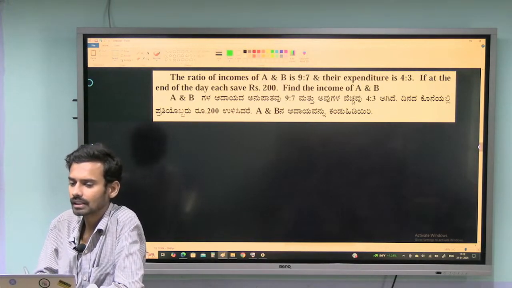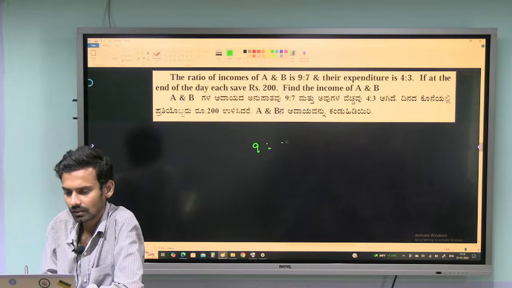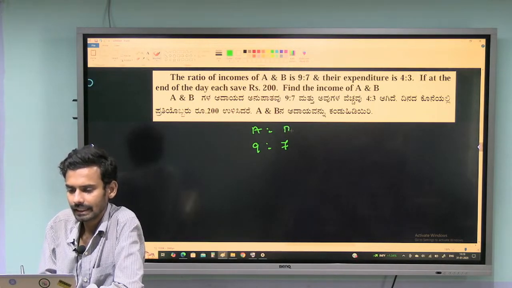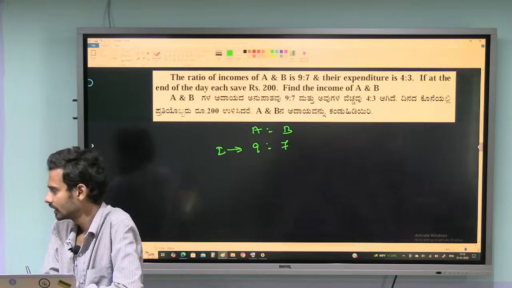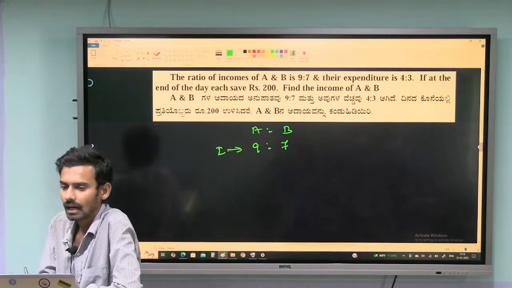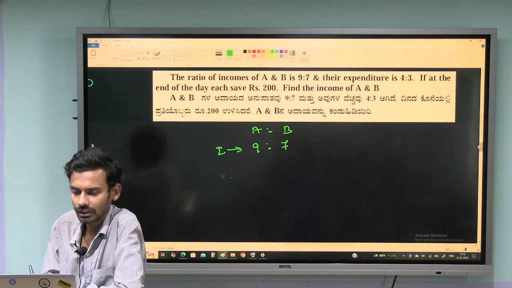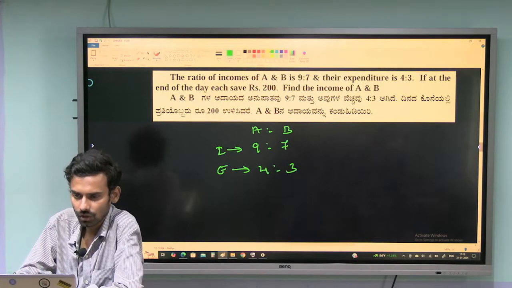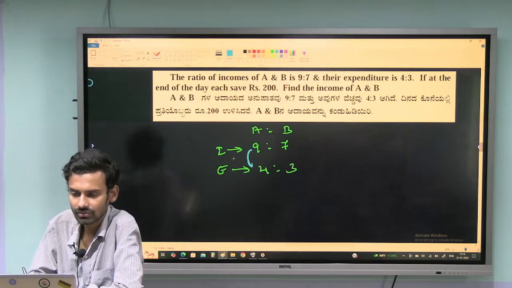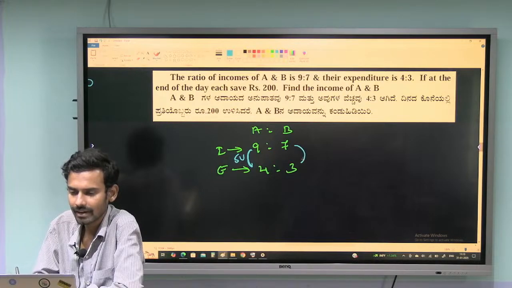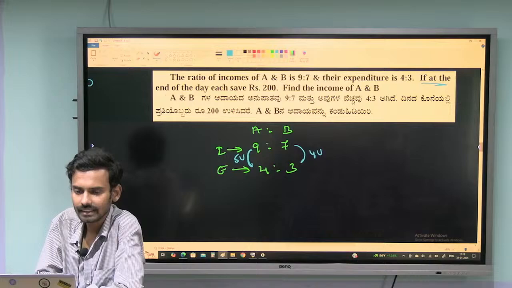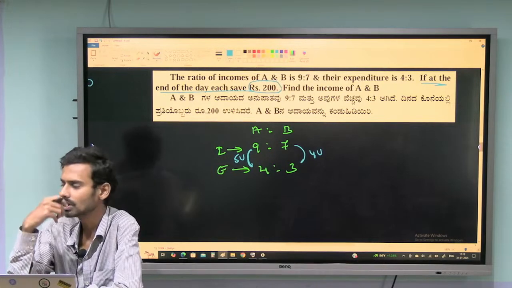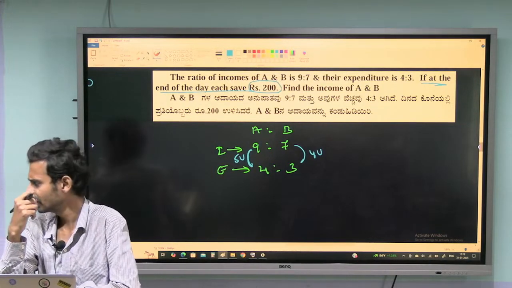The ratio of income of A to B is 9:7, and the expenditure ratio is 4:3. If I want to apply the short trick, I directly take the difference here. Here I have a difference of 5 units and here a difference of 4 units. But the question says that at the end of the day each saves 200 rupees, so their savings are equal in both cases.